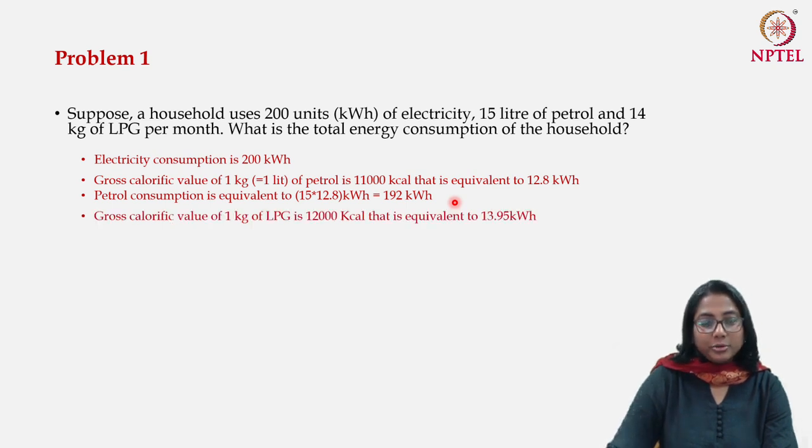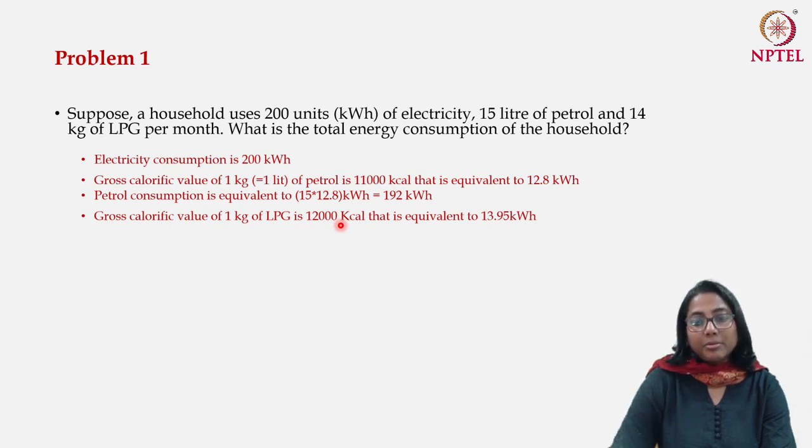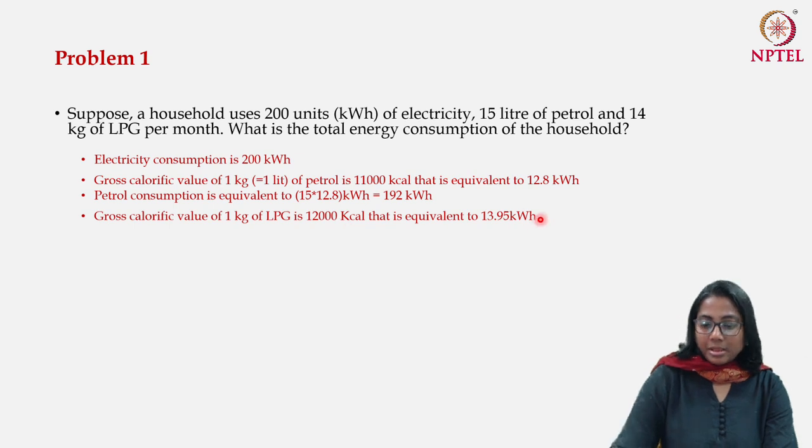Similarly, if you take LPG, then you see that the gross calorific value of 1 kg of LPG is 12,000 kilocalorie. In the previous slide, you may also go back and check that the conversion factor was given as 1.2 multiplied by 10 to the power 7 kilocalorie per ton. So this gives us 12,000 kilocalorie per kg. This is equivalent to 13.95 kilowatt hour. Again, we are getting this value 13.95 as we divide 12,000 by 860.